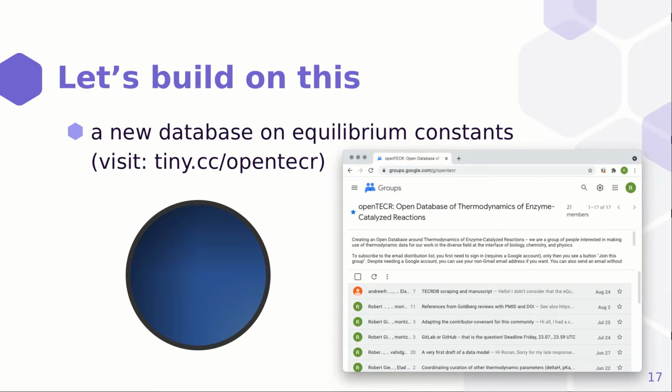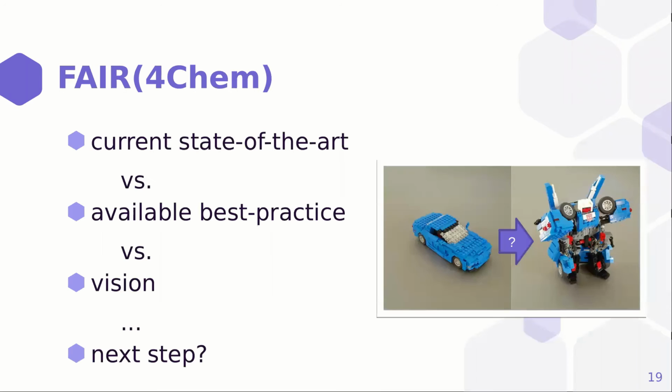And now I would like to take you to the meta level: is it FAIR? Is it good for chemistry? What did we see right now here? I would argue there's a current state of the art. If we take 100 random journal articles from your field of interest and look at what people do, this is the current state of the art.